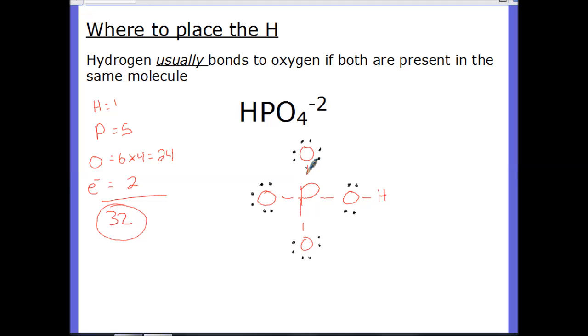And let's check phosphorus. 1, 2, 3, 4, 5, 6, 7, 8. Phosphorus is good. Alright, so let's make sure we have 32. 1, 2, 3, up to 32. The only thing left is we need to enclose this in brackets because this is an ion. So go ahead, place this in brackets, and indicate the charge on the outside. And that's it. That's how you draw the Lewis structure for this ion and where you would place the hydrogen.